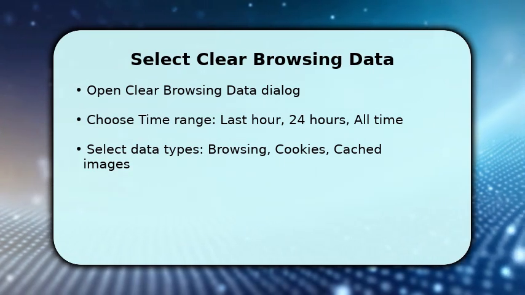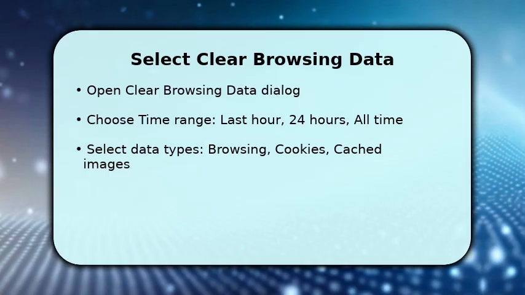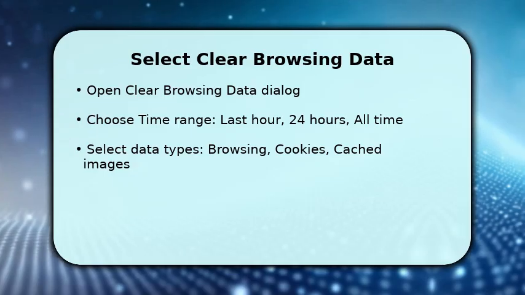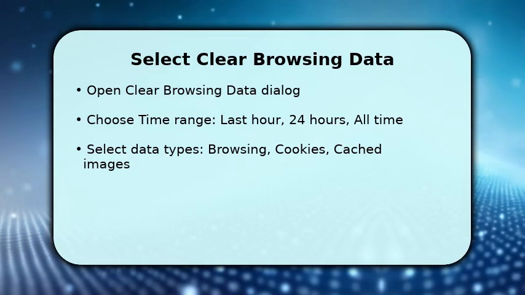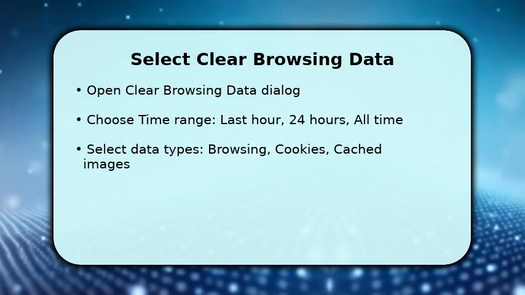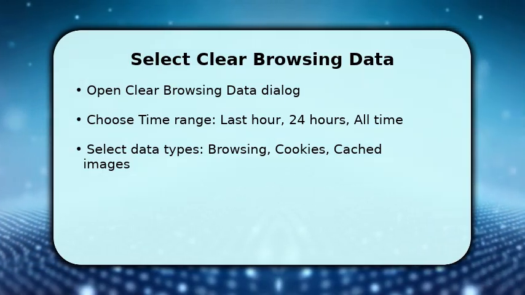This is the control panel for what gets removed. You must pick a time range, last hour, 24 hours, or all time, so choose based on how thorough you want to be. Then check the boxes for browsing history, cookies and other site data, and cached images and files. If you need advanced options like passwords, switch to Advanced and decide deliberately whether to include them before you proceed.